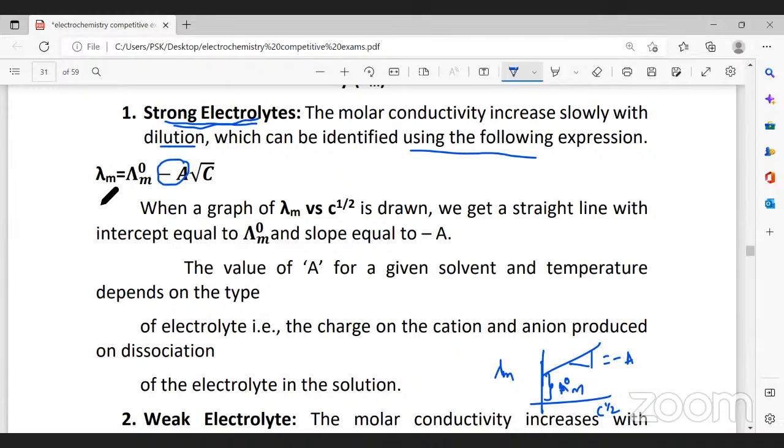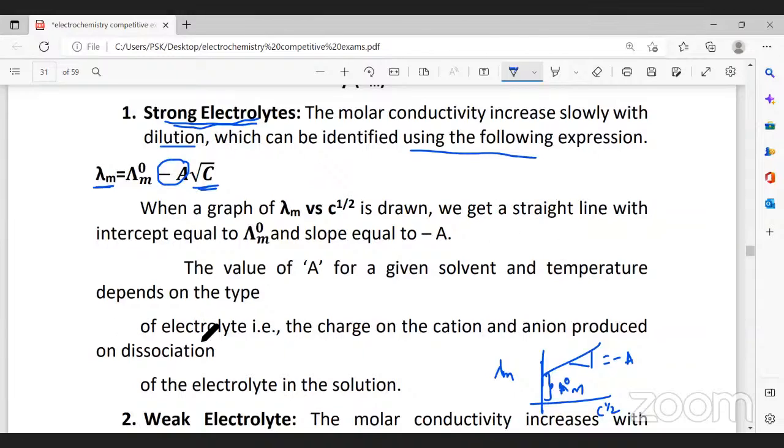So this minus A in this equation is the slope, and lambda naught m is nothing but the intercept of the graph. So when you plot lambda m versus square root of c, or square root of c is nothing but c to the power 1 by 2, you get a straight line like this. You get lambda naught m from the intercept, and from the slope you get the minus A value.